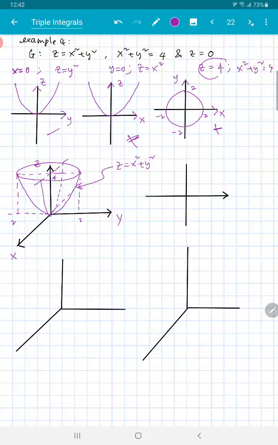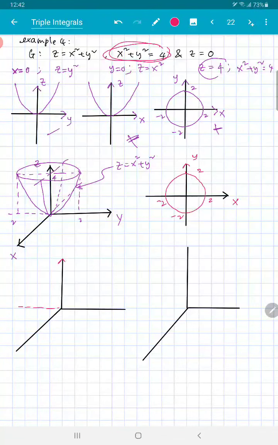Okay, now let's sketch x squared plus y squared equals 4. This would be a cylinder, but if you don't remember that, let's sketch the equation in 2D first. So x squared plus y squared equals 4 is a circle of radius 2. Now, if you look at the equation here, it doesn't have z in it, meaning that it doesn't matter what z is, you have the same circle.